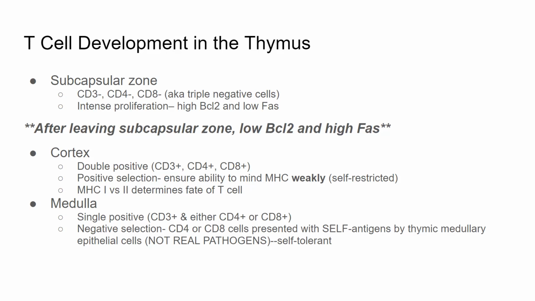The ones that pass positive selection go into the medulla, and these ones are going to undergo negative selection. In the medulla, single positive cells are either CD4 or CD8 cells; they've decided their fate. Negative selection, like I said, is where you don't want it to do something. You don't want it to bind to self-antigen. If it binds to self-antigen, it will not pass negative selection and it will die. But if it doesn't bind to your self-antigen, then it becomes a T cell.